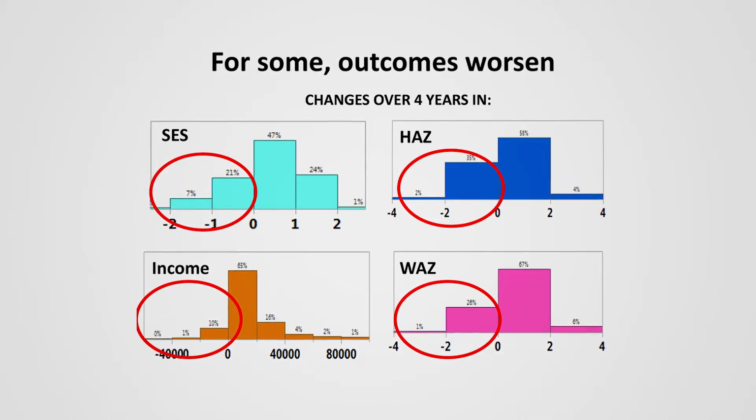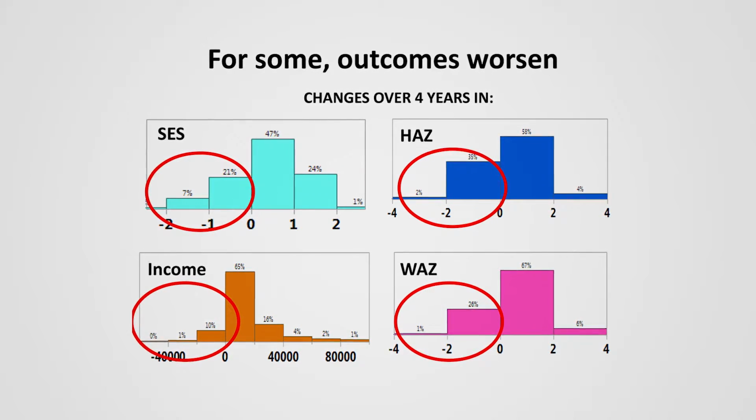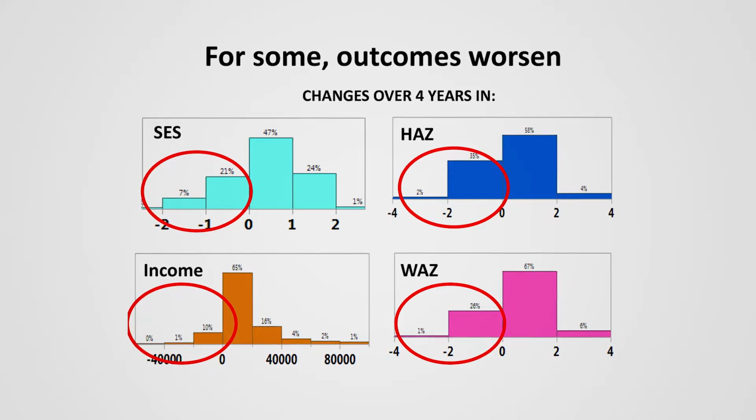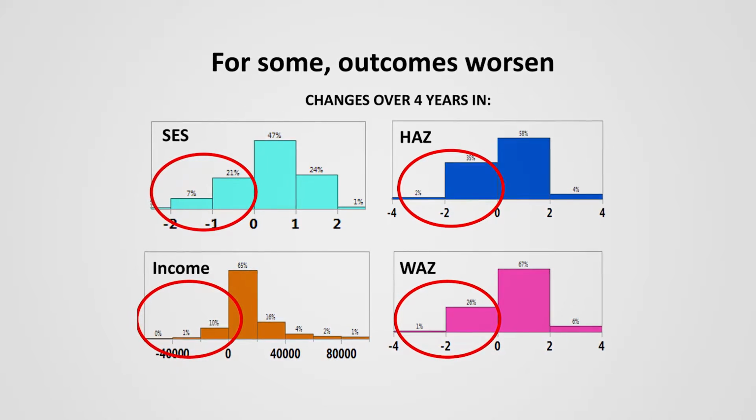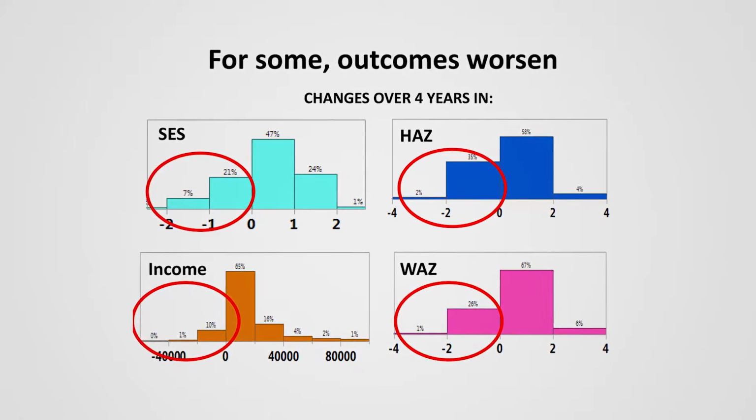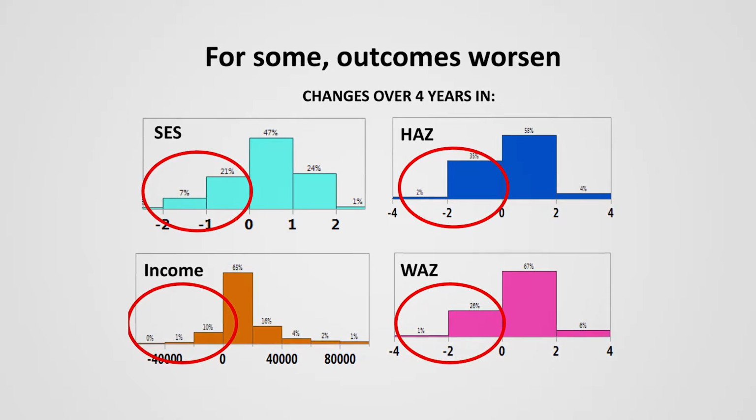Now, it became really interesting to look at the people who were at this end of the curve because it became obvious that for some participants, outcomes may have worsened. Why was this the case? Why did not everyone improve? Why did some people perhaps not do as well as we hoped or expected, or as even the majority did?